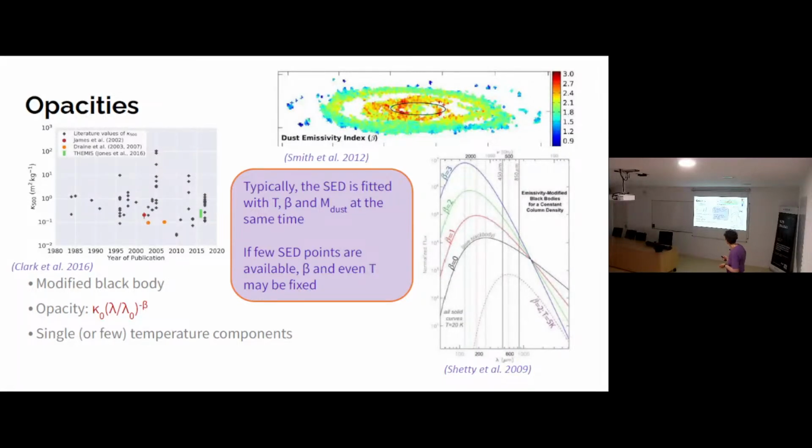Now, one thing that I want to point out as well is that kappa is usually fixed, but you can think of it as one thing that can be scaled as well. The kappas that people typically use are these colored dots here, and they're on the low end of the range of values that has been reported in the literature over the years. So if you use a relatively low value for kappa here, your opacities are relatively low, and the dust masses that you derive will be relatively high. This is something to bear in mind.